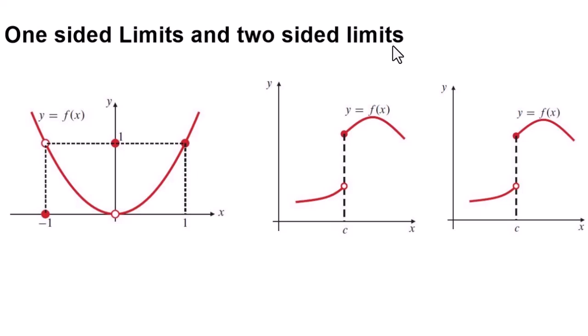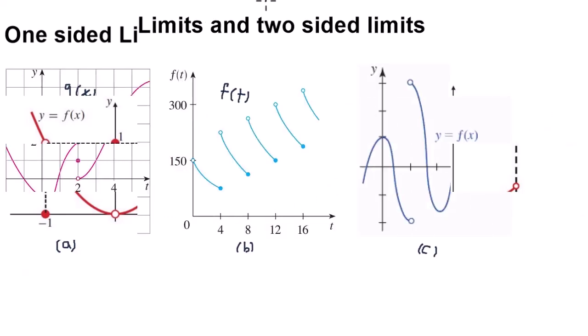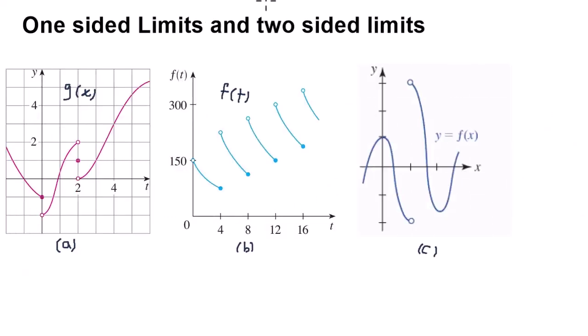In this video, we're going to talk about one-sided limits and two-sided limits. What's the concept of one-sided limits and two-sided limits, and how to find one-sided limits at a graph? For example, suppose we have a function like g of x, and we're going to find the one-sided limit of g of x at 0.